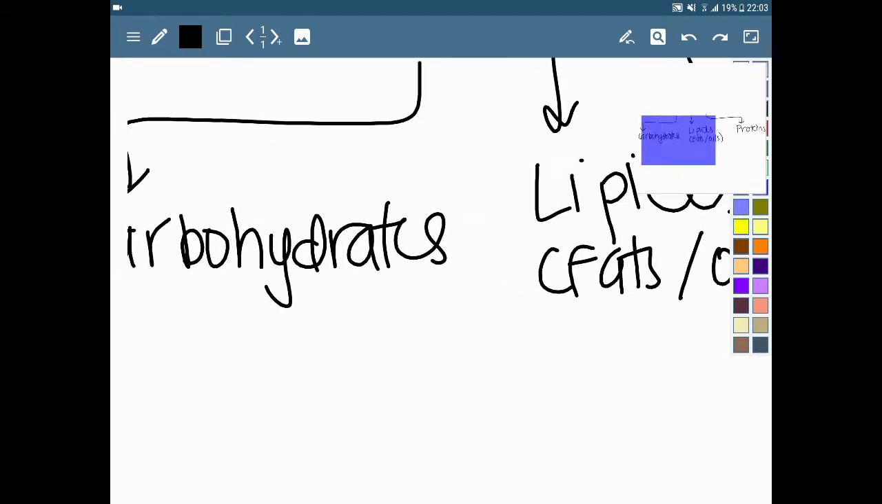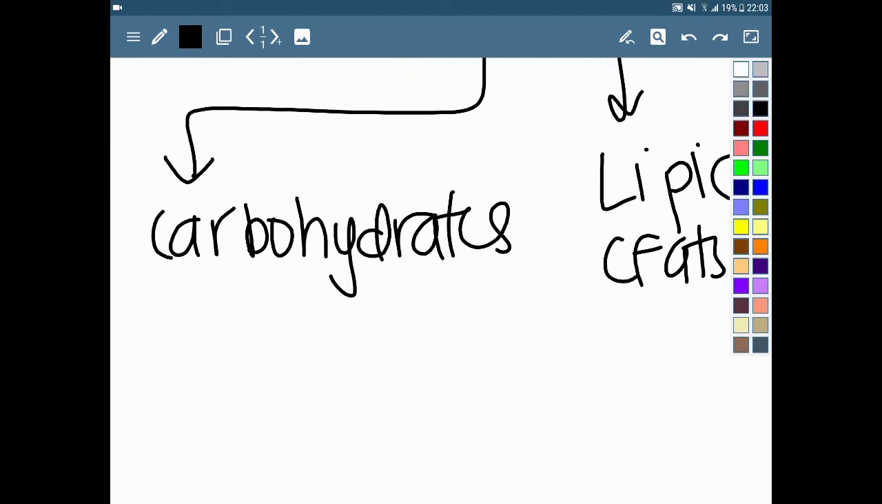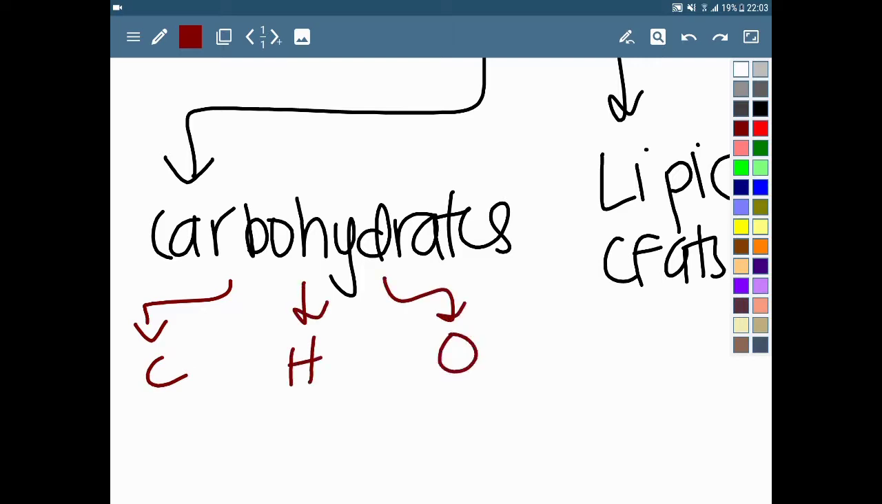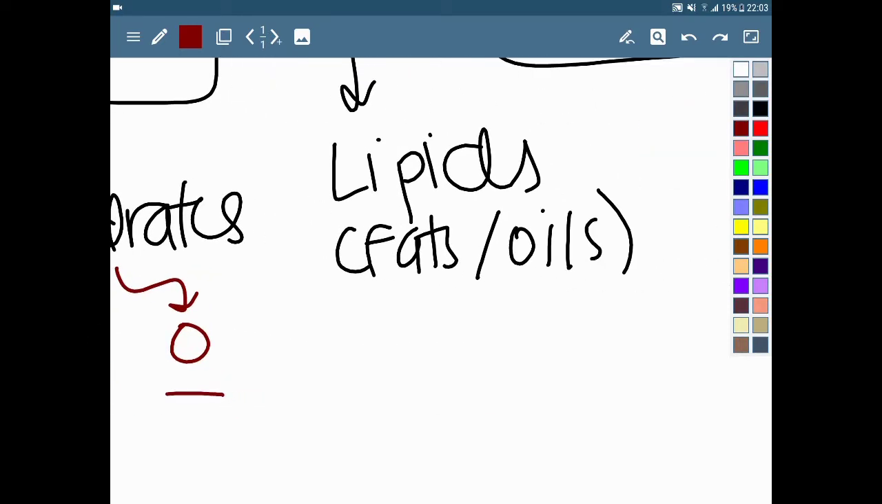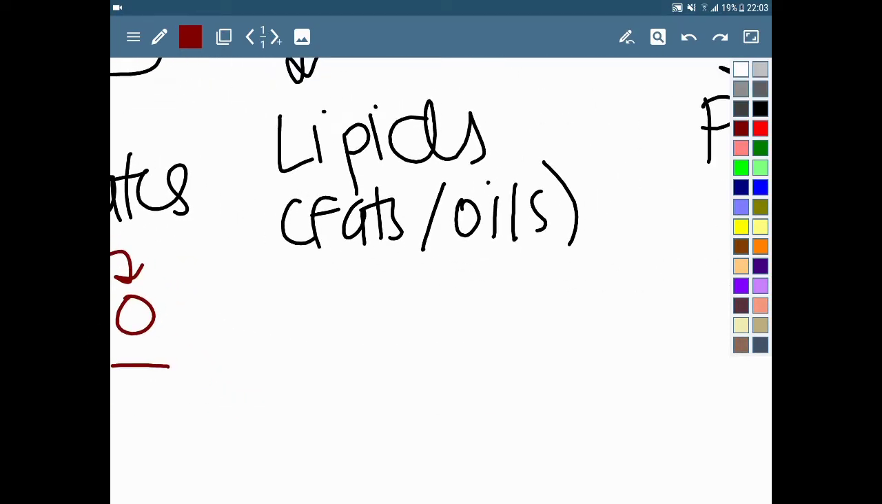Okay, so the chemical elements that make up carbohydrates are here. Carbon, hydrogen. So basically just CHO. Carbon, hydrogen, and oxygen. Now lipids or fats and oils, it's the same thing. CHO.